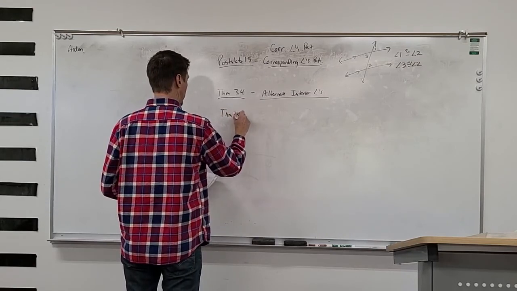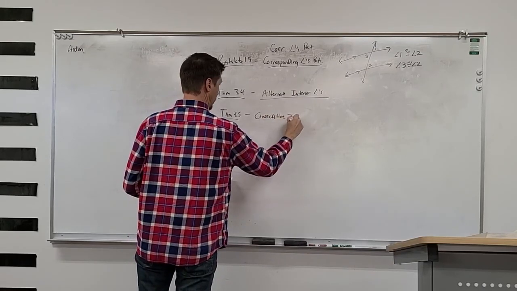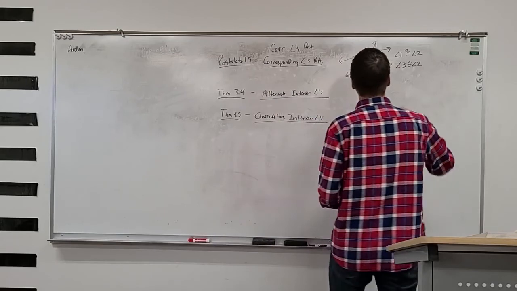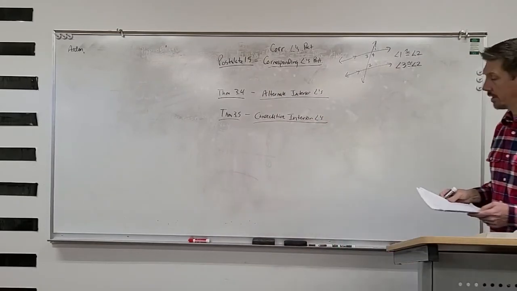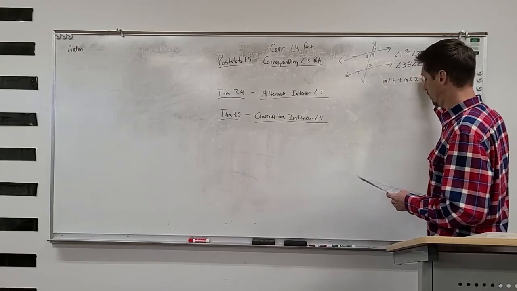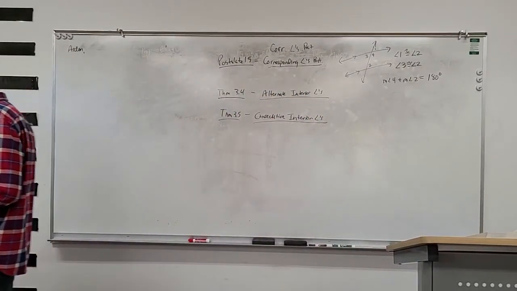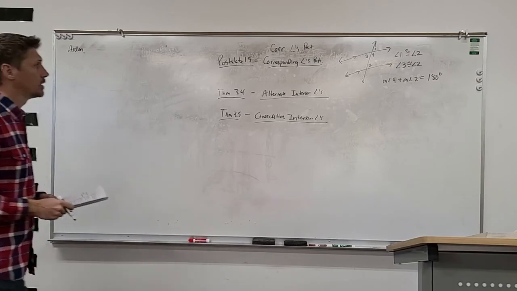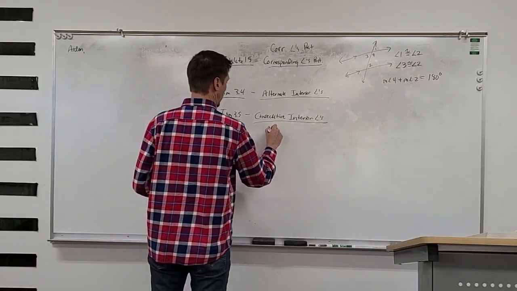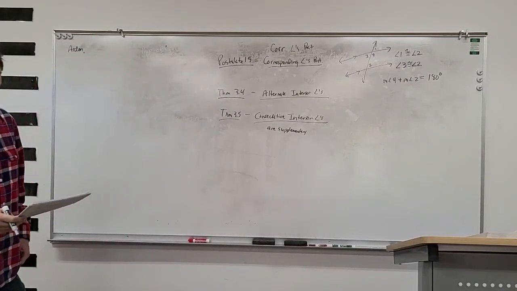Theorem 3.5 is the consecutive interior angles theorem. And I'm going to add another number on there. This says that the measure of angle 4 plus the measure of angle 2 has got to equal 180 degrees. So those angles are supplementary, is what that says. Consecutive interior angles are supplementary. We translate that to mean that the measures equal 180.